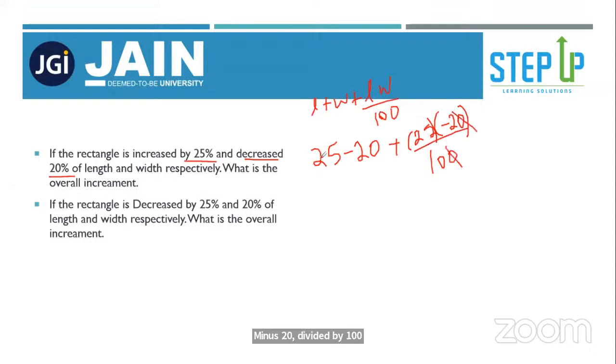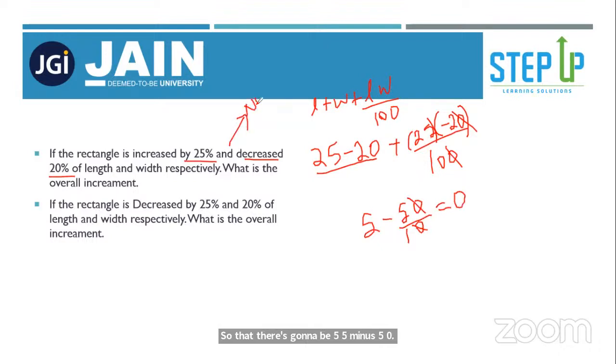Got it, right? So 25 minus 20, it's 5. Next, 25 times minus 20 is going to be minus 500 by 100. So that is going to be minus 5. 5 minus 5, 0. That means no changes took place. No changes. Are you clear with that?